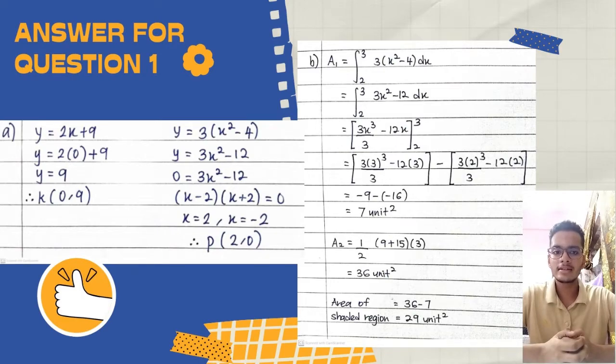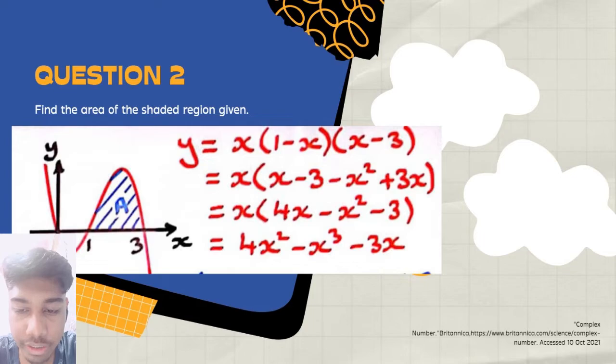If we see this graph, we know that the x value must be positive, so we only take 2. Then the coordinate of P is (2, 0). Now find the area of the shaded region. We can see the graph up there, and based on that, the equation of the graph is y equals x times (1 minus x) times (x minus 3).